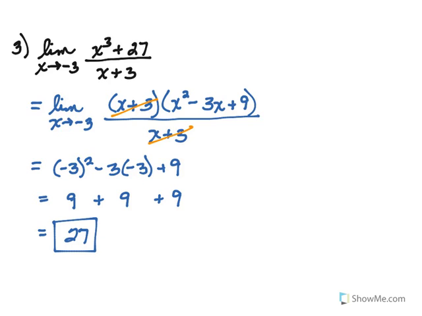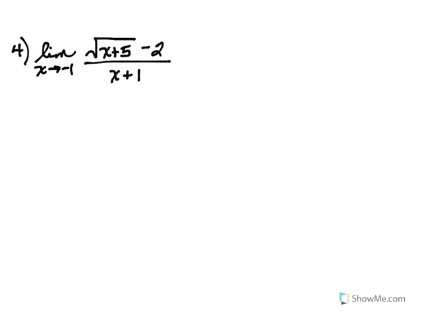So let's look at another one. This will be a slightly different type of manipulation that's required. Notice that if we try to substitute -1 into the denominator, once again we end up with 0. So the type of manipulation that's required on this one is to multiply by the conjugate.